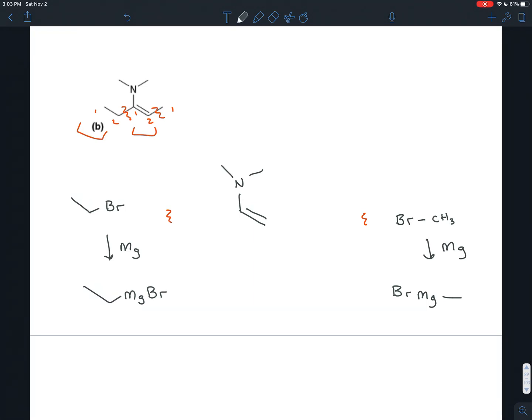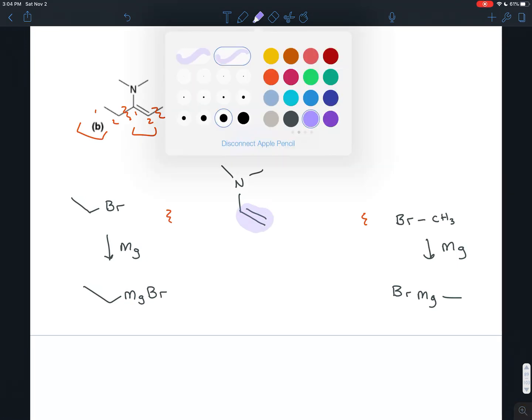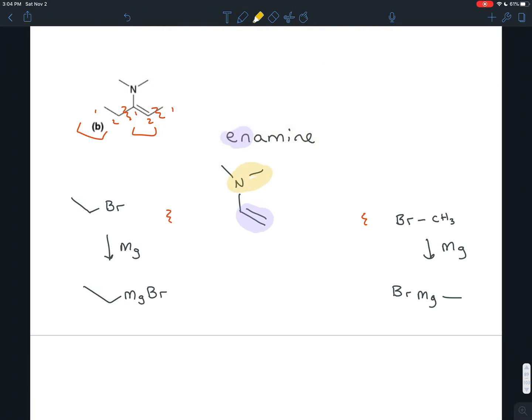Okay, well, how about next? When we look at this thing in the middle, what you would hopefully recognize that as is an enamine. You have a double bond, hence the ene. You have a nitrogen with all single bonds around it, hence the amine. So it's an enamine, and you form enamines when you mix an aldehyde or a ketone with a secondary amine.